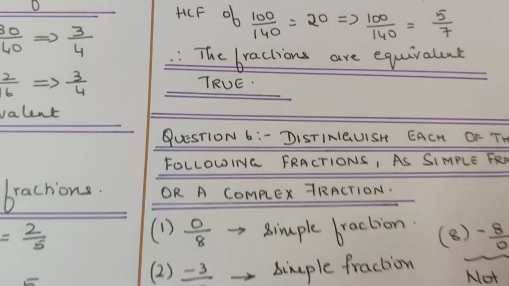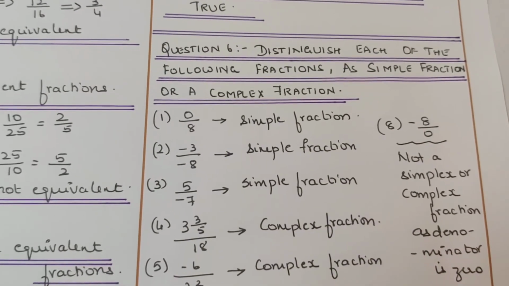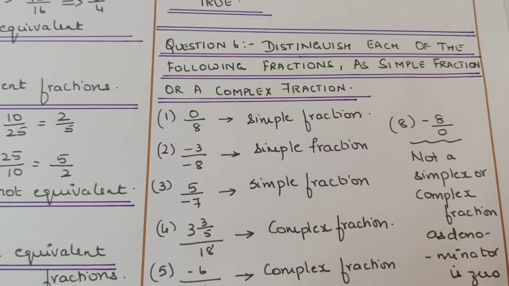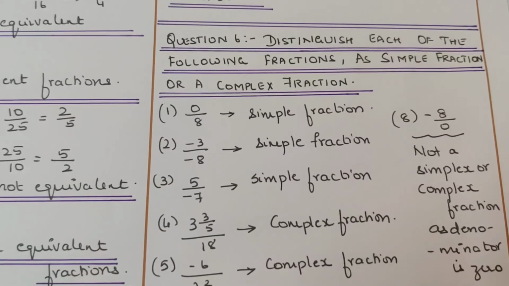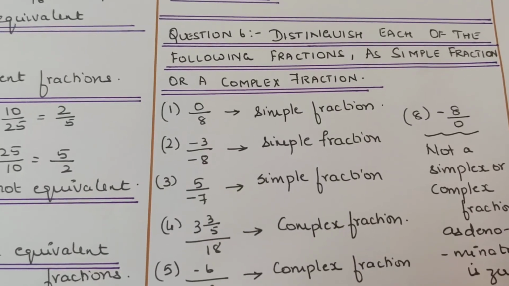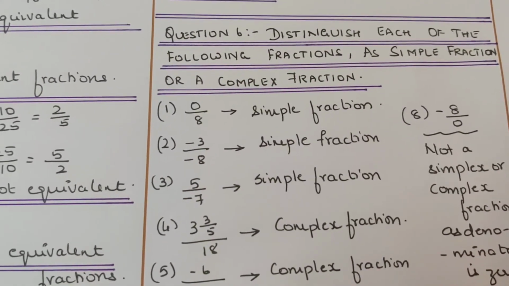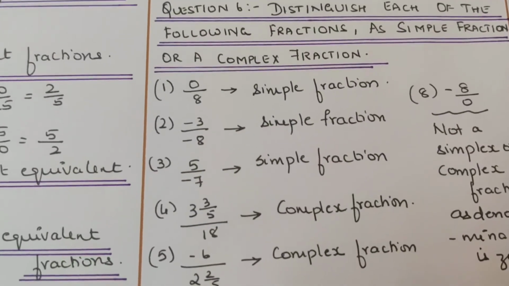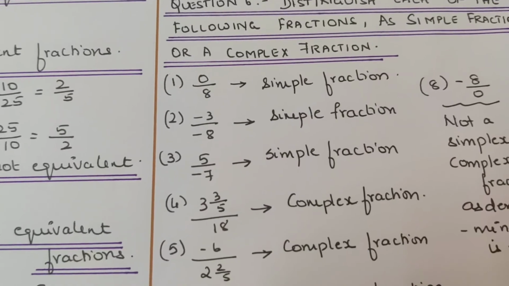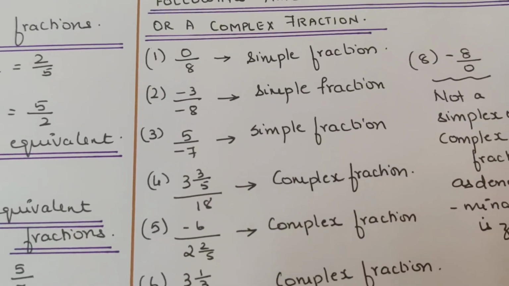Now let's move on to question number 6, which says distinguish each of the following fractions as simple fraction or complex fraction. Yes, this is a simple fraction. 0 by 8 is a simple fraction. Minus 3 by minus 8 is also a simple fraction because both are integers, and minus 3 by minus 8 is nothing but 3 by 8. It's a simple fraction. 5 by minus 7 is also a simple fraction because both numerator and denominator are integers.